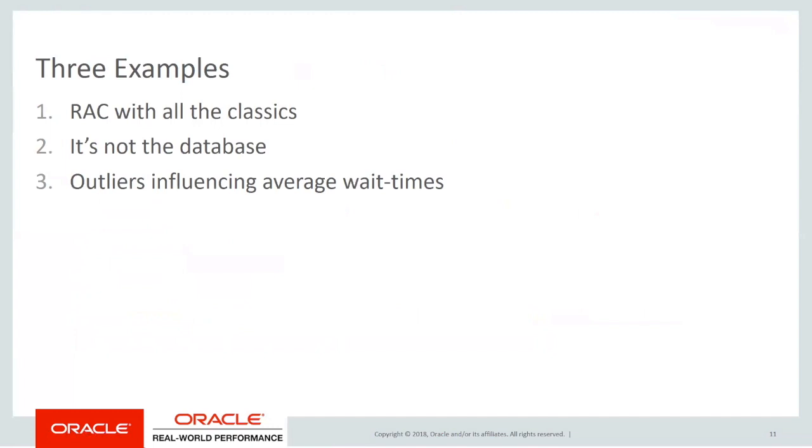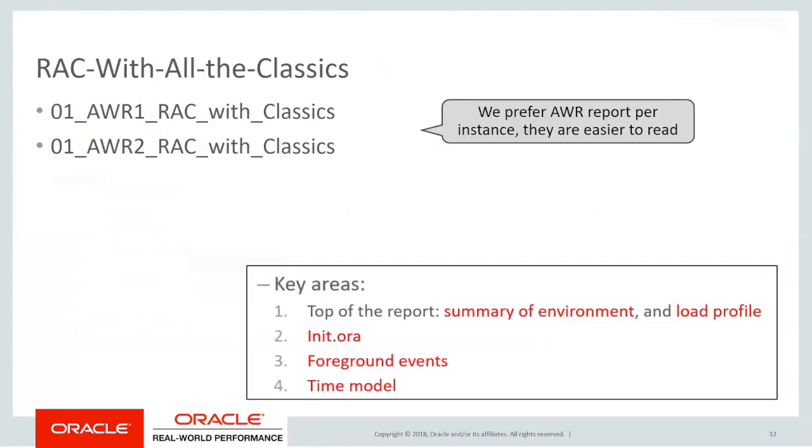Yeah, so I'm going to use that approach with 3 AWR reports. Let's start with the first one. And I've entitled the first one RAC with all the classics. Now, when we look at a RAC AWR report, we prefer an AWR report per instance. And the reason is very simple. The RAC version of the AWR report, where if you have a two-node RAC environment, all the information is condensed into a single report, is just much more difficult to read. It's much easier to have two tabs open and have a report of each node separately and switch between them and have a look at the various sections.